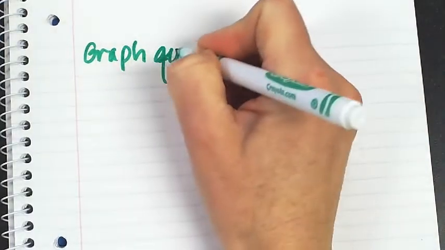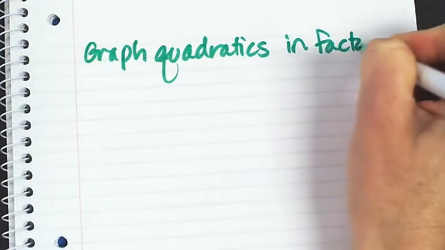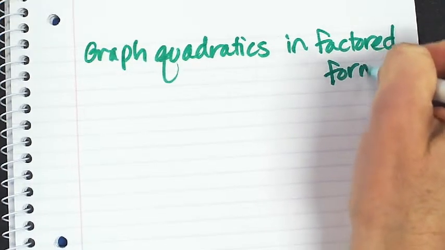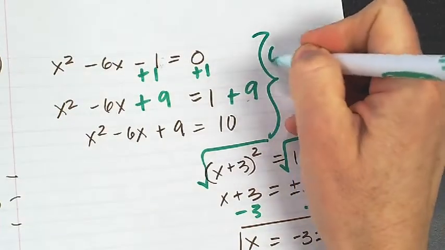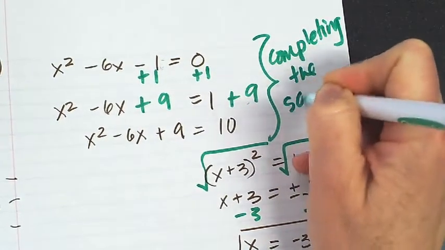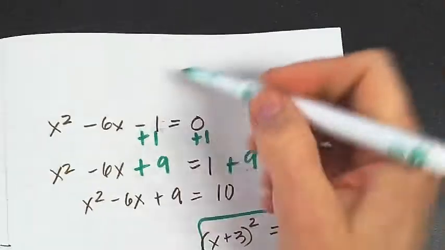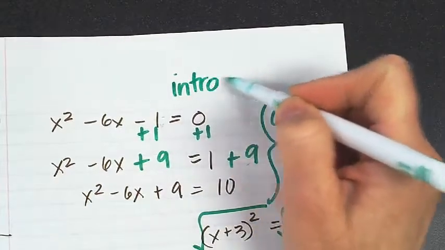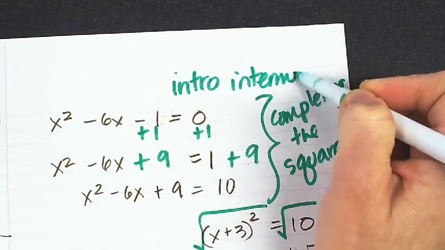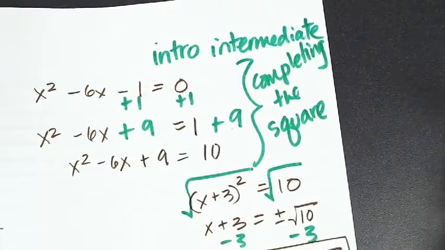Graph quadratics in factored form. If you were wondering what can I do to practice on Khan with number 2, all of this is completing the square. Anything that starts with completing the square, I would just focus on intro and intermediate. That regular completing the square is a little bit more than you will have to do on the test.